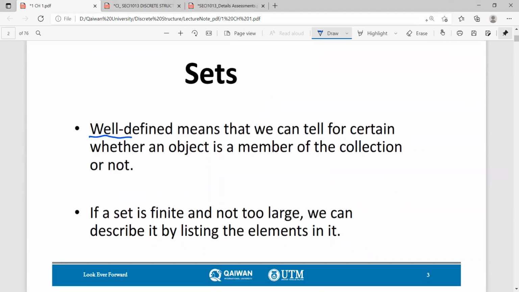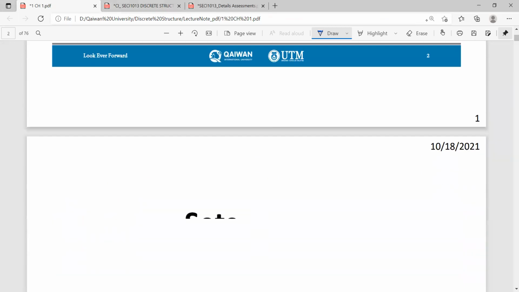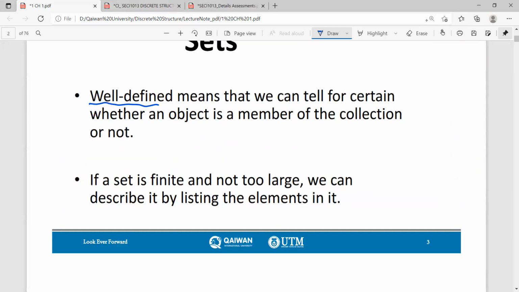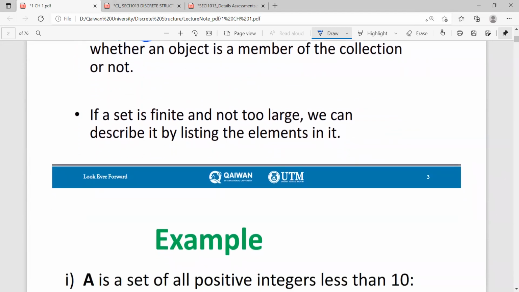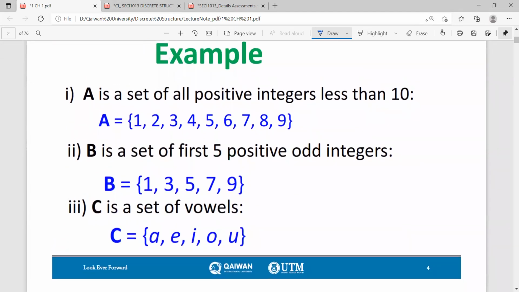Here, we have defined, in the previous slide, well defined. Here it's explained what is meant by well defined. We say, if a set is finite and not too large, we can describe it by listing the elements in it. As you see here, we have some examples. These sets are finite. As you see, we have a finite number of elements in each of them.